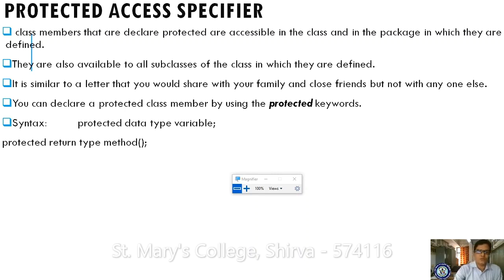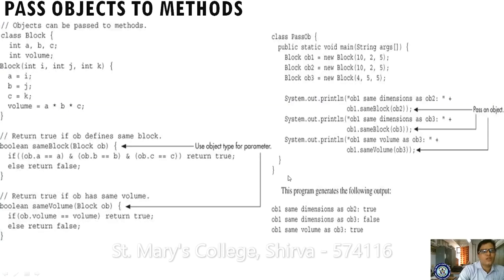Clear? So please observe the protected keyword here. Now a protected data type variable: if you declare a variable as protected, it can be accessed within that class, within its subclass, and within other classes having that specification. A protected return type is also the same thing. They are also available in all classes and subclasses wherever you define them. And now here a sample program exists.